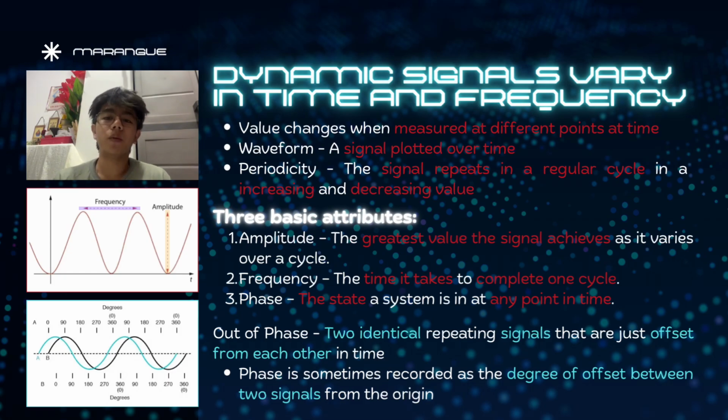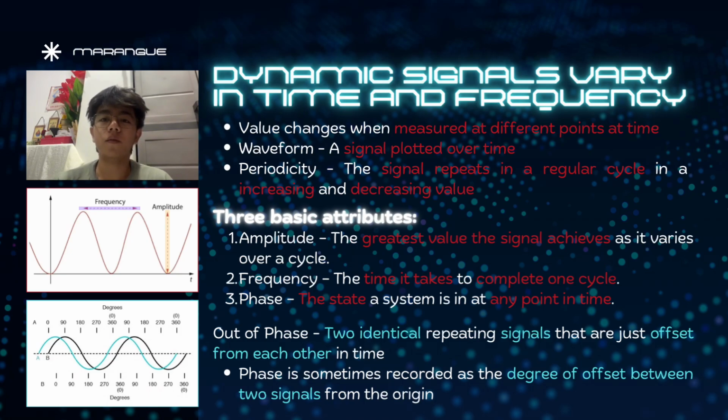There are three main attributes of any time varying signals. First, we have the amplitude. This is the highest value that the signal reaches in a cycle. So as you can see in this orange highlight, this is the highest point reached by the wave. Second, we have frequency. This refers to how long it takes to complete one full cycle. So this purple highlight in the image.